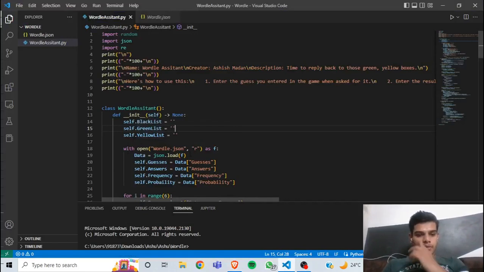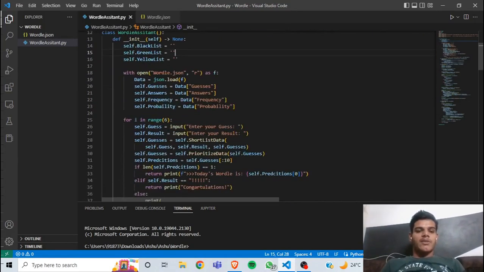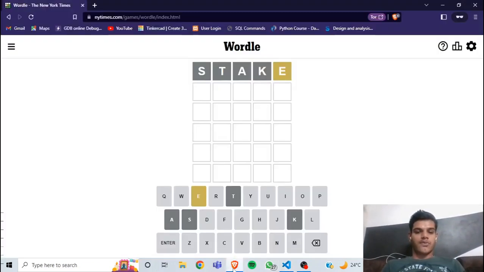We open the word here, and we can add the guesses and answers of it, and also get the frequency of a letter which is in that word. So we can get that also. Here we get only 6 attempts to crack the Wordle game. So we enter here the guesses that we choose. Here we have chosen the word stay.